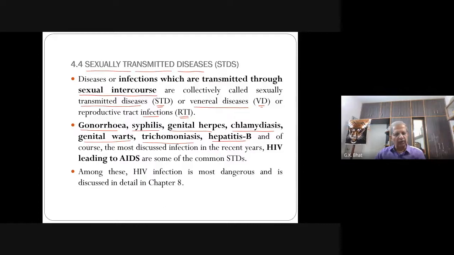Among these sexually transmitted diseases, HIV infection is the most dangerous, and you are going to study it separately in chapter 8. All these examples you should know by heart: gonorrhea, syphilis, genital herpes, chlamydiasis, genital warts, trichomoniasis, hepatitis B. Also you should know, out of these, which are bacterial diseases, which are viral diseases, and which are protozoan diseases. Let us see.